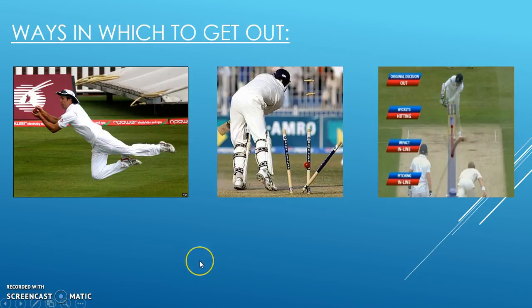The fourth way is by being stumped. So if the batsman has missed the ball and none of his body is behind the popping line or the batting line, the wicket keeper can take the ball, can catch the ball and hit his stumps. So if the batsman is outside his batting line and the wicket keeper hits the stumps, he is out.